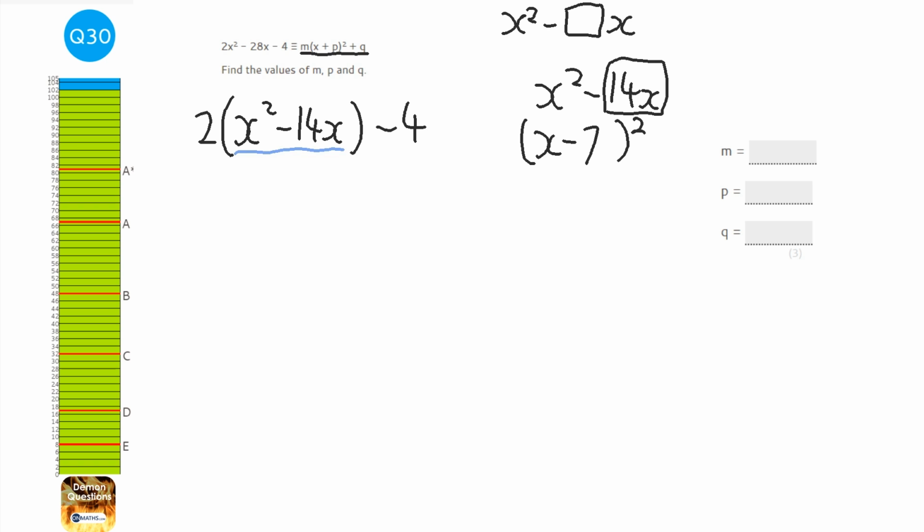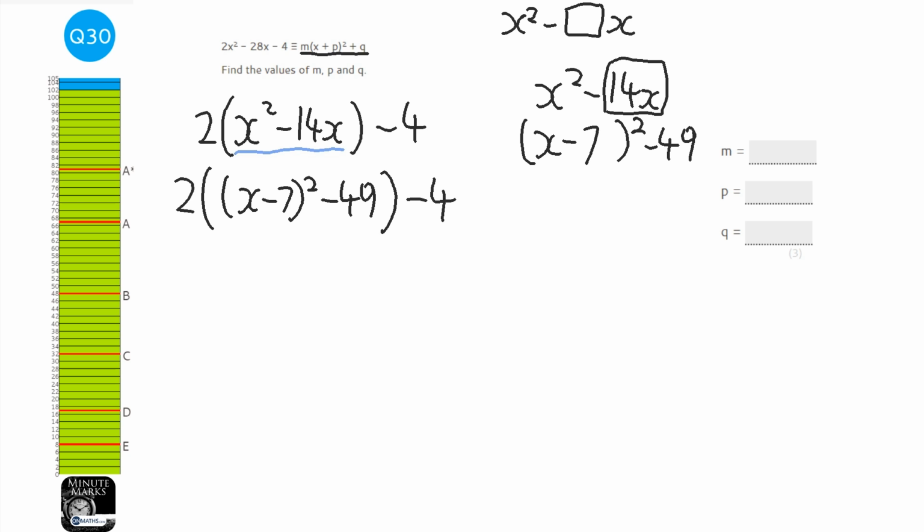Now if you expand that, using FOIL, that would be x squared minus 7x plus 49. Now we need the x squared, we need the minus 7x to get the minus 14x, but we want to get rid of the plus 49 that it generates. So we need to take away 49 from it. And that's it, that's completing the square. Okay, so I'm going to replace that with what I've just found out that it is, x minus 7 squared minus 49.